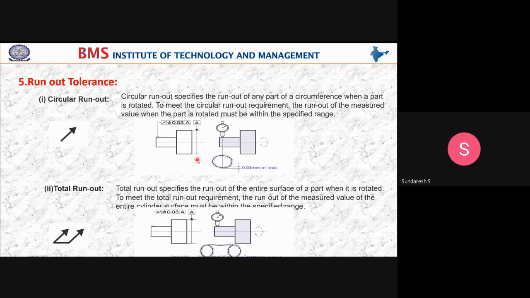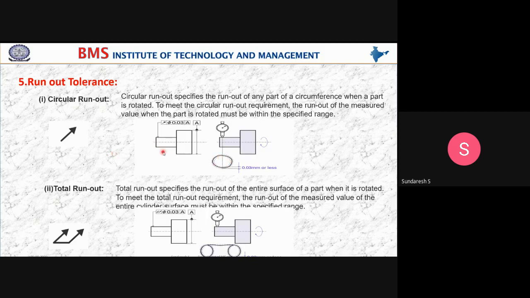When you rotate the circumference of any part, you are going to find there will be some amount of runout. In the sense, there will be variation in the diameter or variation in the length. That runout will be expressed by an arrow. The permissible value will be given as a diameter 0.03.